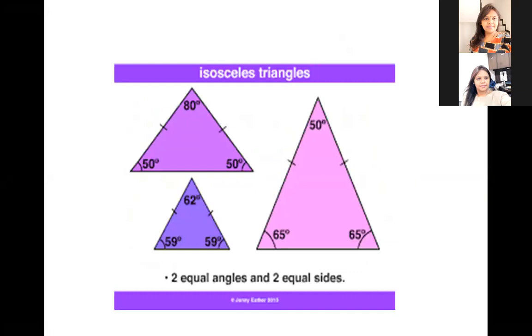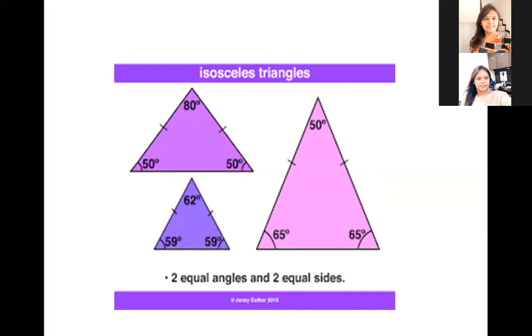Here are some examples of the isosceles triangle. Isosceles triangles mean any two sides are equal. If any two sides are equal, then their opposite angles are also equal. Look at this triangle. Two equal angles and two equal sides. It's known as the isosceles triangle. And the sum of all angles of a triangle is always 180. So these are some examples to understand the isosceles triangle more.